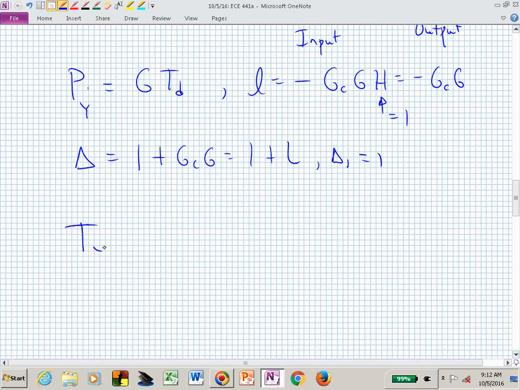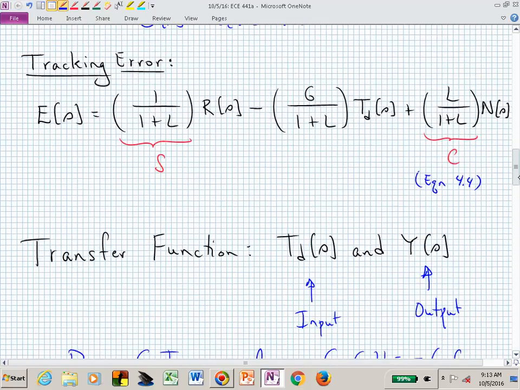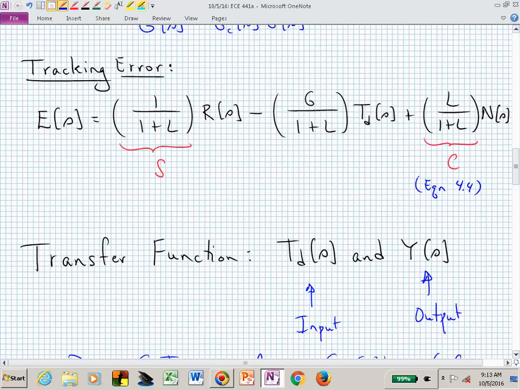Which gives us this transfer function between Y and T sub D to be P sub Y times delta 1 over delta, which is G over 1 plus L times T sub D. And that's one of the pieces of the 3 different parts that make up this equation 4.4, and that's this piece. And where did the minus sign come from?